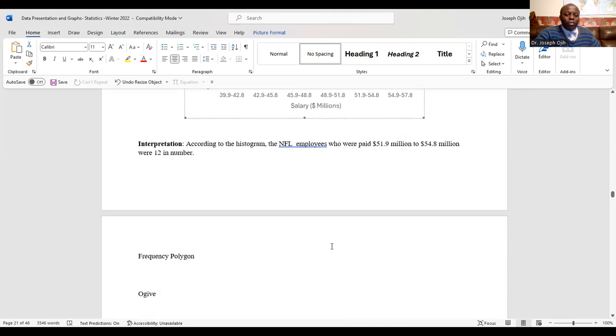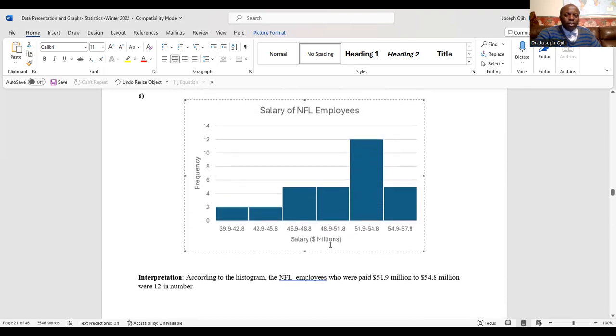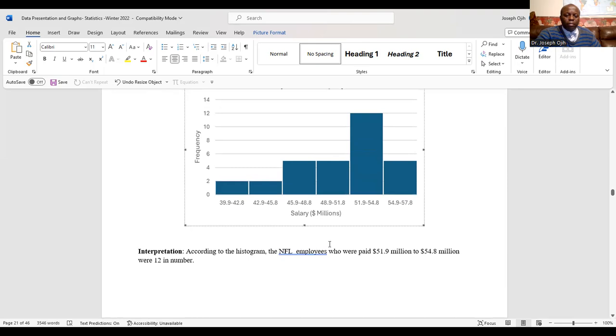My question is about the interpretation. Oh yes, go ahead, sir. So you can see that most of them, see the longest bar, there are more people that make between 51.9 and 54.8 million. So I even wrote it down here: according to the histogram, NFL employees who are paid 51 point. This is one way of interpreting it.